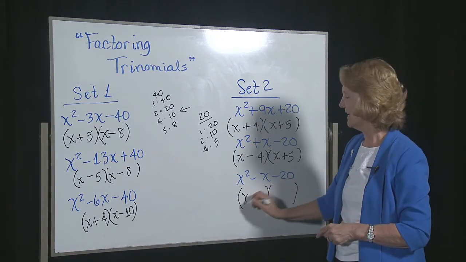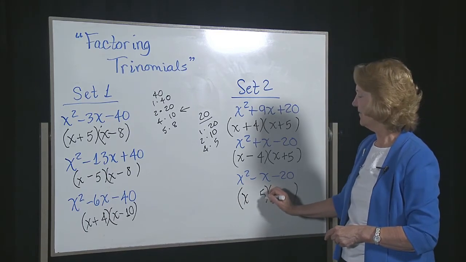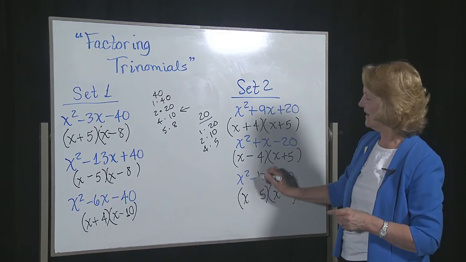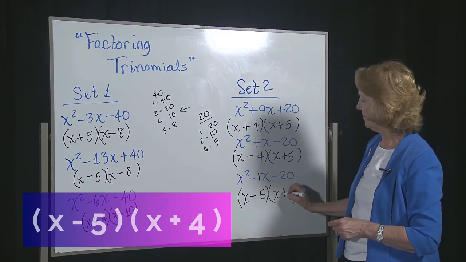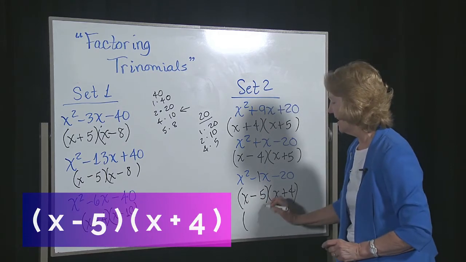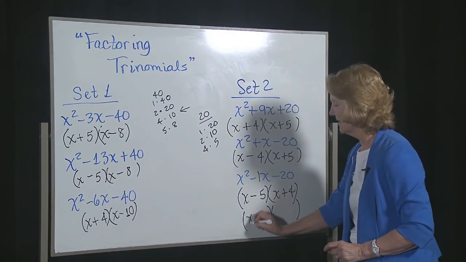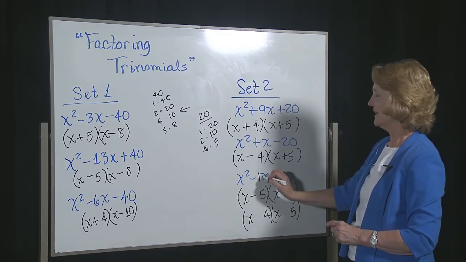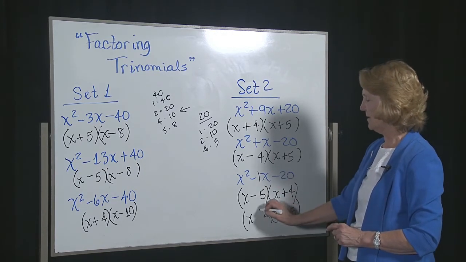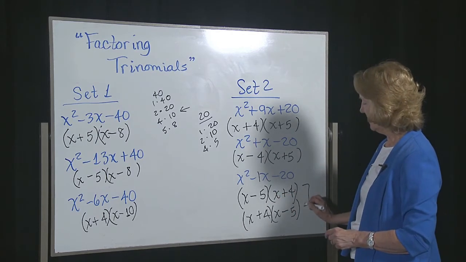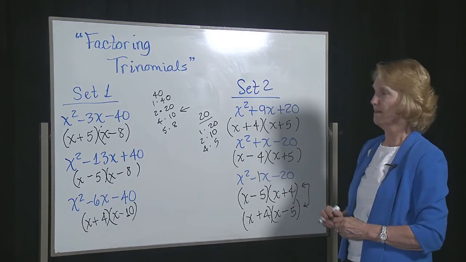Next one, factors of 20 that differ by 1. So this time we need x and x. We need 5 and 4 again, but this time we need a -1x, so we need a -5 and a +4. Could I write it here or could I write it there? If I would have done x and x and put my 4 here and my 5 there, I still need a -1, so I would have put a minus here and a plus there. Same answer. Okay, these are equivalent answers, not a problem.